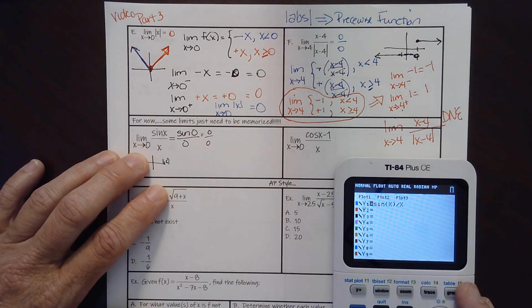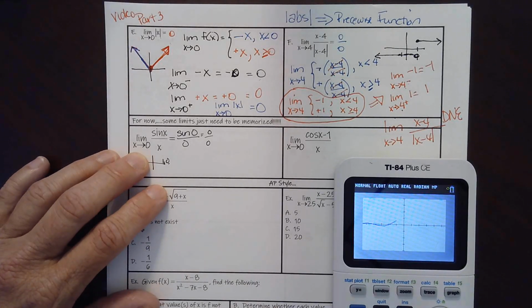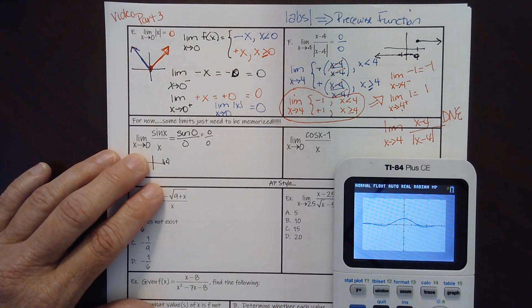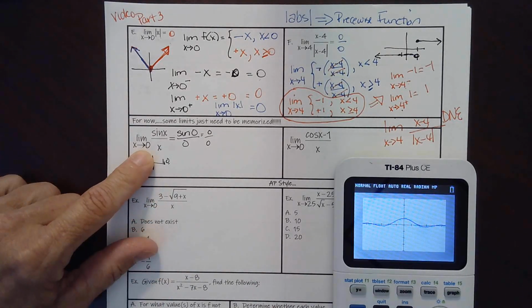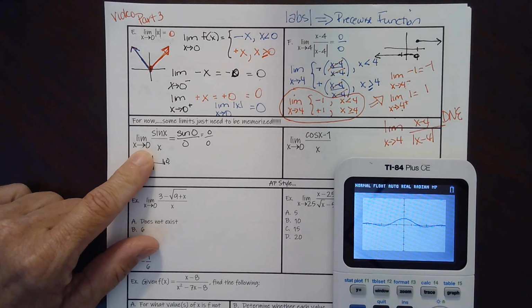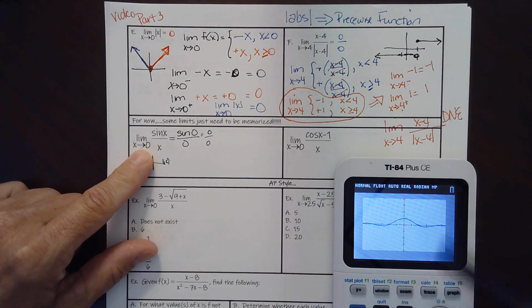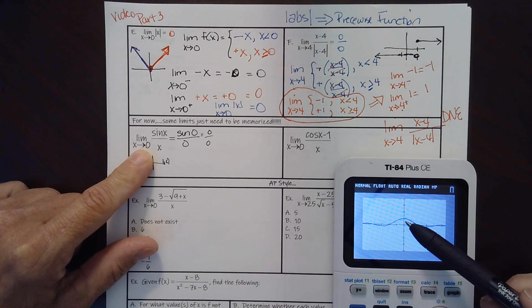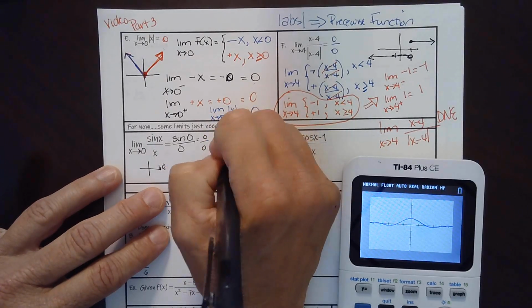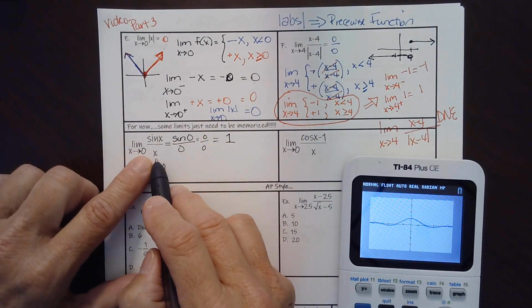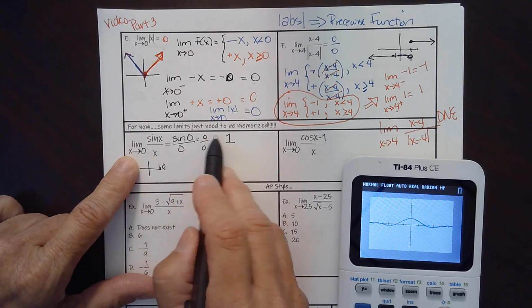So now I'm going to zoom trig, so it's zoom 7, and here comes the graph. Remember, graphically, if we want to find the limit as x approaches 0, we're looking at it from both the left side and right side of 0. The y values appear to approach 1 from each side. So the limit of sine of x over x as x approaches 0 is 1.